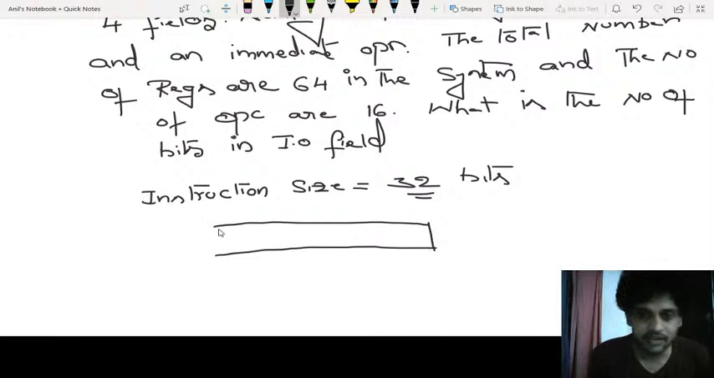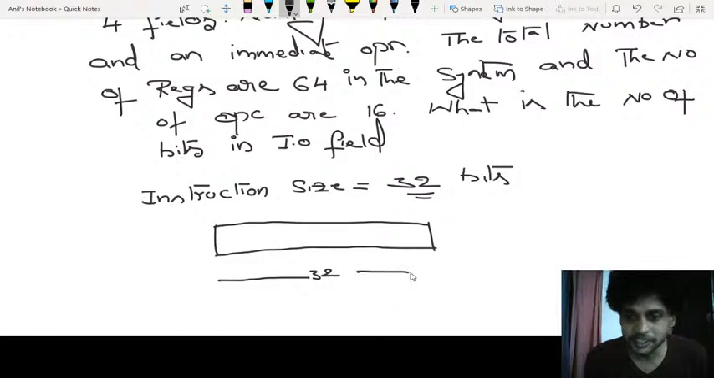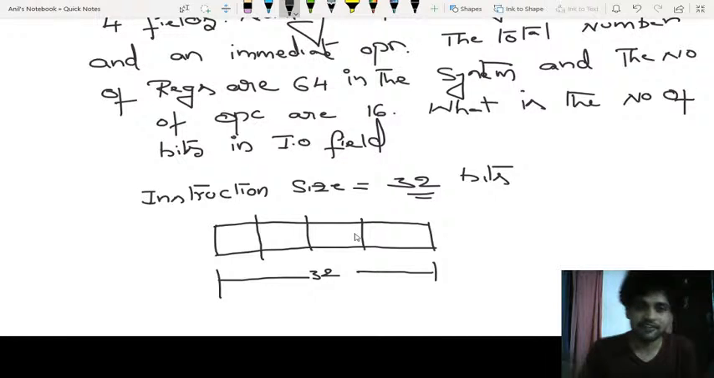This is the block diagram of an instruction. Just draw the size here. This is equal to 32 bits, right? Total instruction size is equal to 32 bits. Here, how many fields do we have? According to the question, we have 4 fields: 1, 2, 3 and 4, right? There are 4 fields. Just look at the question carefully. We have a 32-bit instruction in which we have 4 different fields.